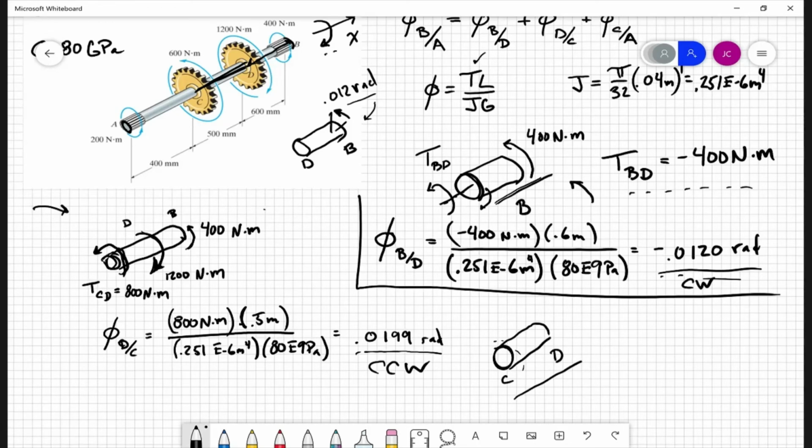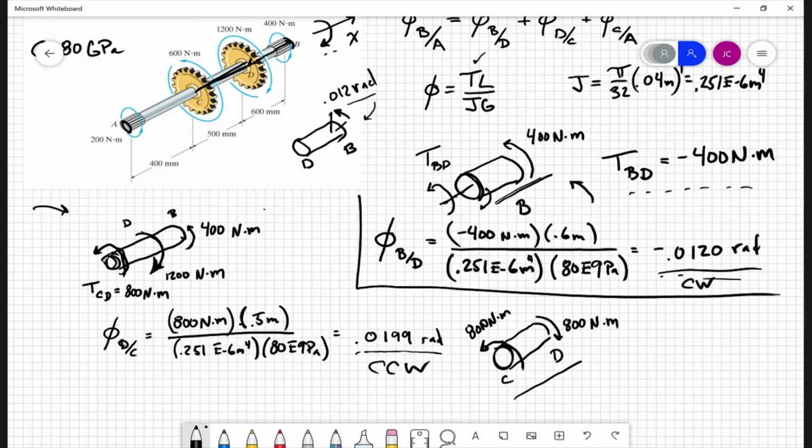And we know that on section C, we have the 800 Newton meter torque in that direction. And on face B, it's equal and opposite, right? That's what's going on in that section. So there we're drawing the internal torques on both faces. All right, so what's going to happen?